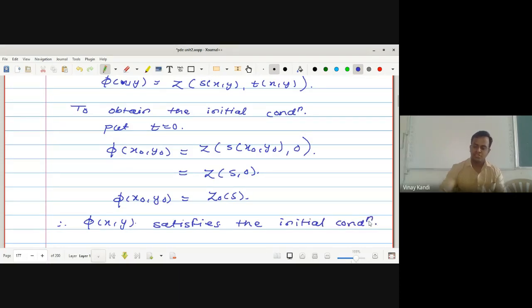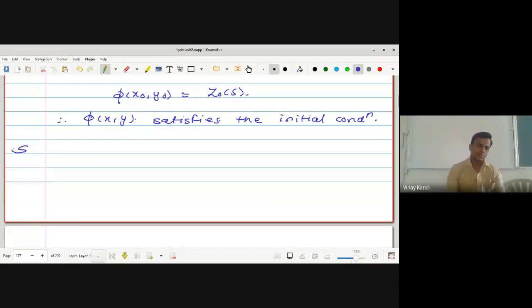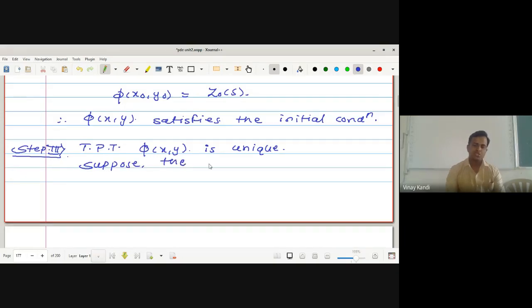Okay, initial condition. And in step number 3, we have to prove that phi of xy is unique. Step number 3, to prove that phi of xy is unique. Now suppose the solution is not unique.